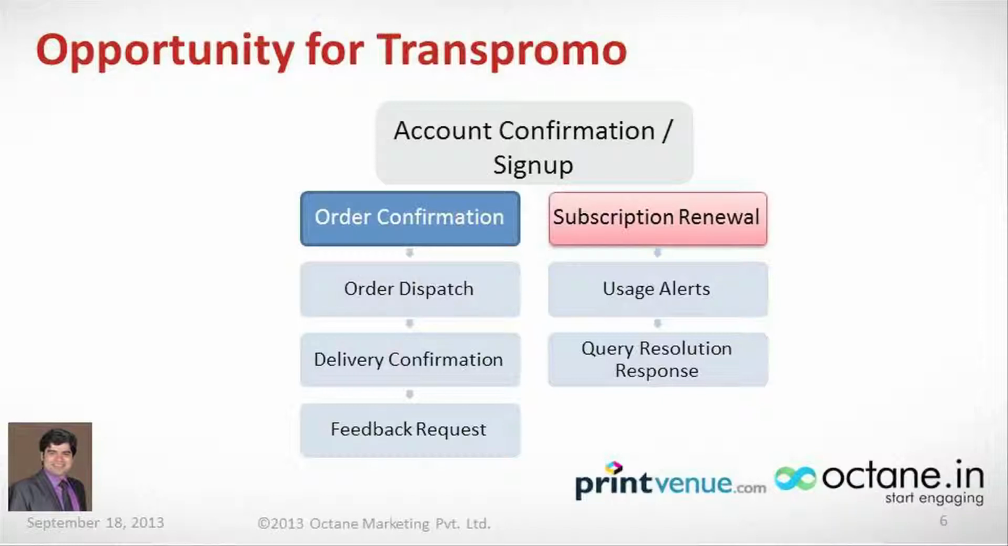If I'm from Print Venue, certain stages where we interact with our customers are, before placing orders, account confirmation and sign up, and at the time of sign up, you send certain offers. If the customer places an order, then that stage becomes order confirmation. The next stage, after processing the order, would be order dispatch, delivery confirmation, and once you have delivered the required product, there would be feedback request mails.